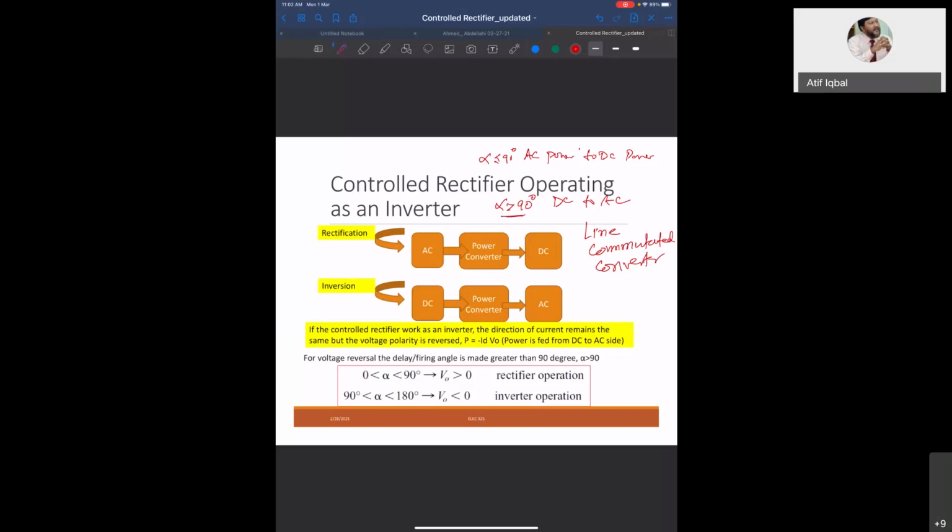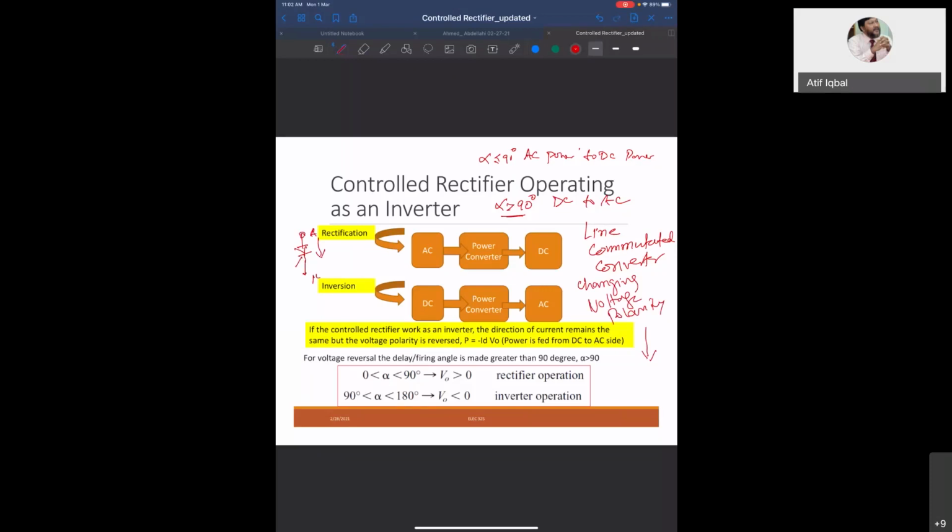And how does it change the power? By changing the voltage polarity, not by changing the current. The current remains the same. That means the current keeps flowing in one direction. As you know, in the case of a thyristor, the current can only flow from anode to cathode. It does not flow in the reverse direction. So the current direction will not change.